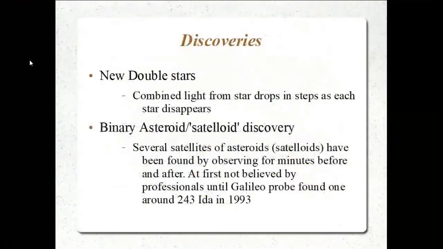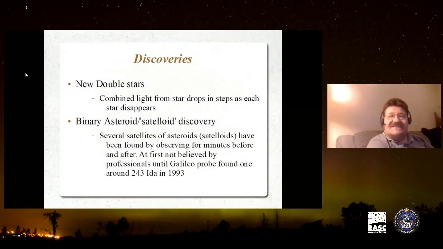So some of the things that we have found as a result of asteroid occultations is we found new double stars, because what will happen during an occultation, if the star being occulted is a double star, is that the light from the star will not completely disappear all at once. It'll drop out in steps as one star is occulted, and then a fraction of a second later, the second one is. And the same thing with the reappearance. It'll reappear in steps.